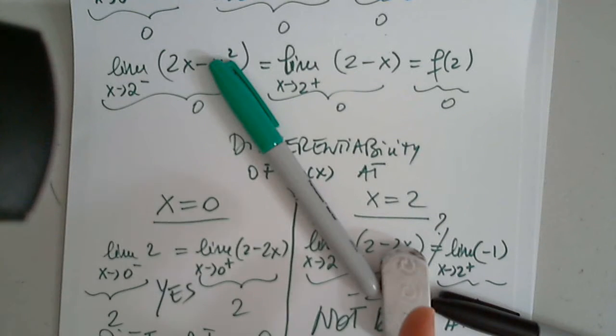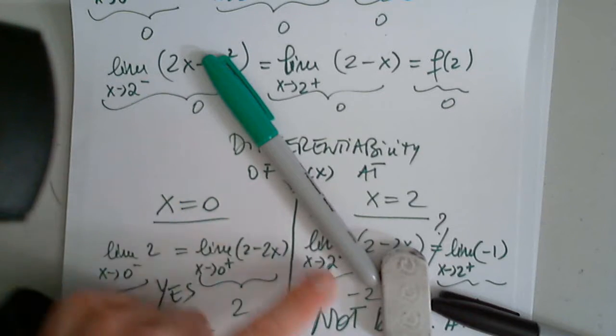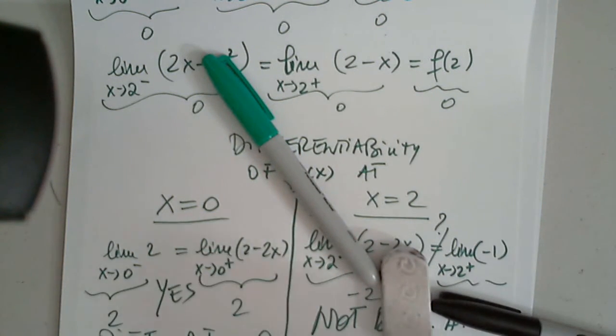Not differentiable, and at this point, the derivative has a jump. The derivative is not continuous because the left-hand side of the derivative has a slope of -2, and this one is much smoother. This is more acute, and this is less acute. This is closer to 0 than this one, right?